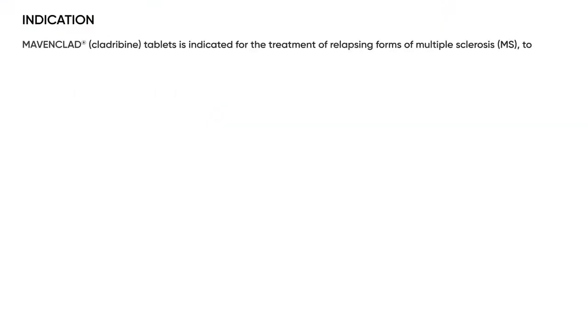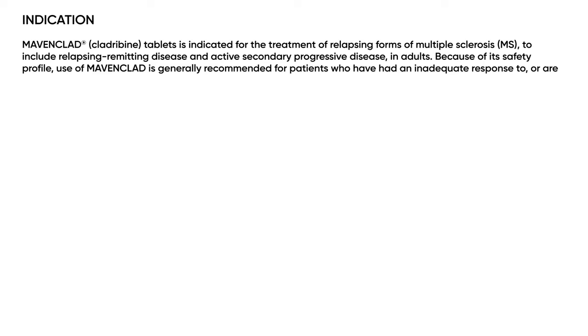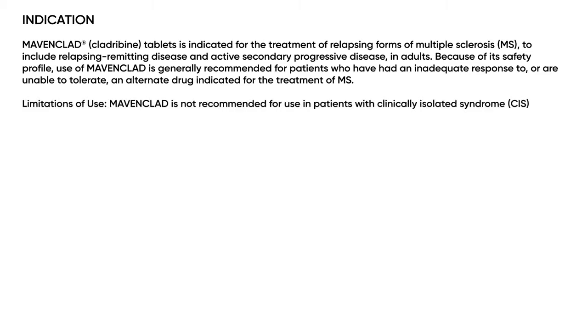Indication: MAVENCLAD, cladribine, tablets, is indicated for the treatment of relapsing forms of multiple sclerosis to include relapsing remitting disease and active secondary progressive disease in adults. Because of its safety profile, use of MAVENCLAD is generally recommended for patients who have had an inadequate response to or are unable to tolerate an alternate drug indicated for the treatment of MS. Limitations of use: MAVENCLAD is not recommended for use in patients with clinically isolated syndrome because of its safety profile.